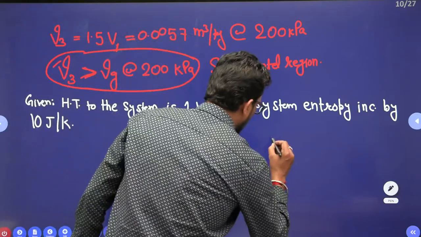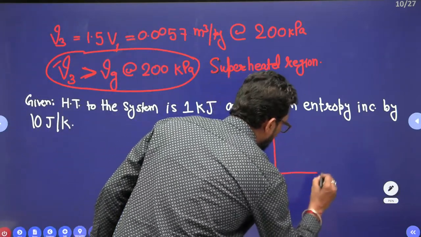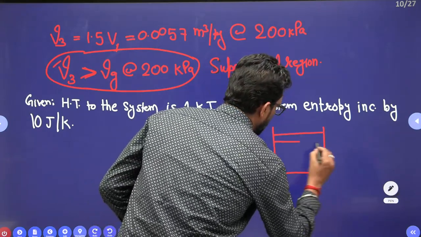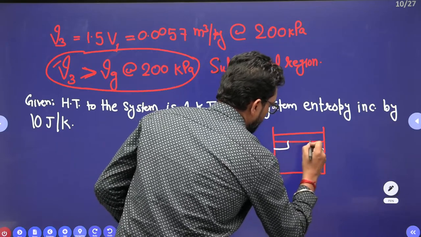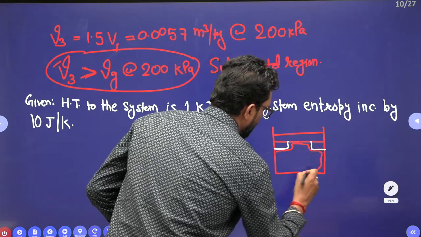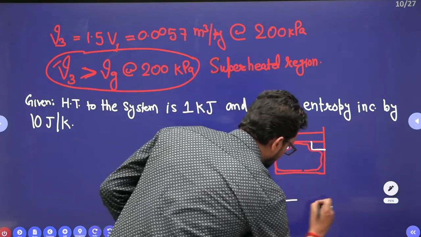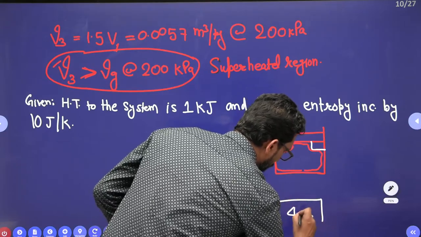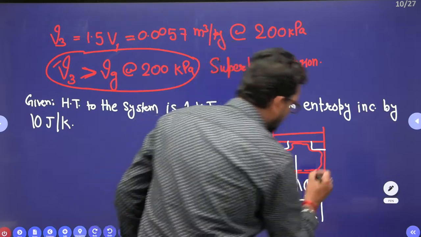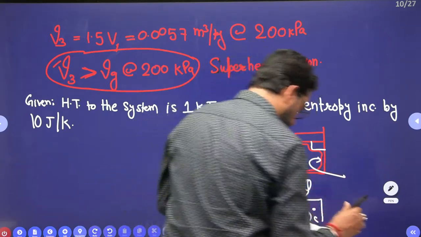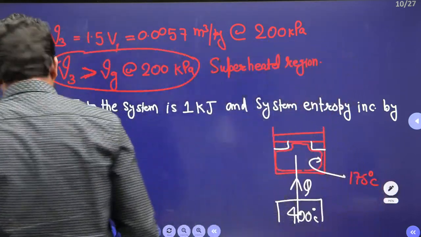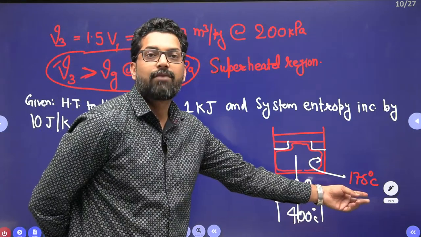And this question is given, this is your system, and this is your thermal reservoir which is at 400 degree centigrade. Heat will be supplied, and the system boundary temperature is also given, 175 degree. Many students get confused that he has taken 175.